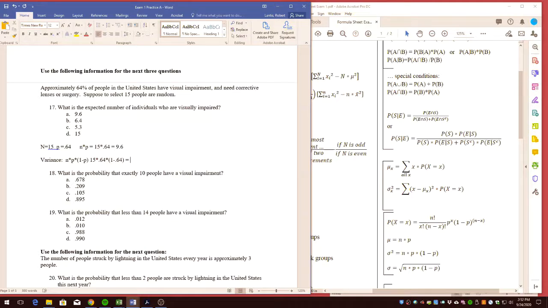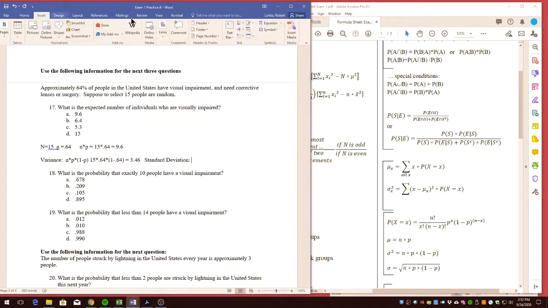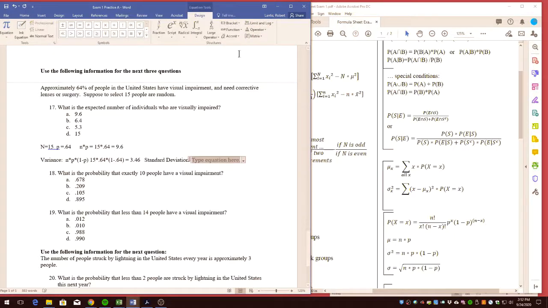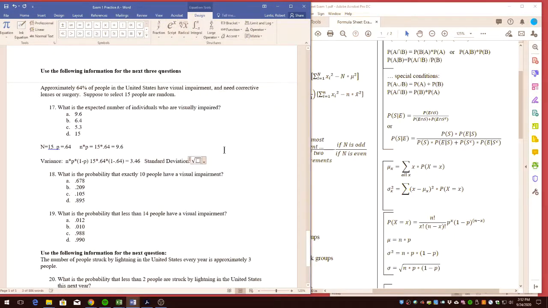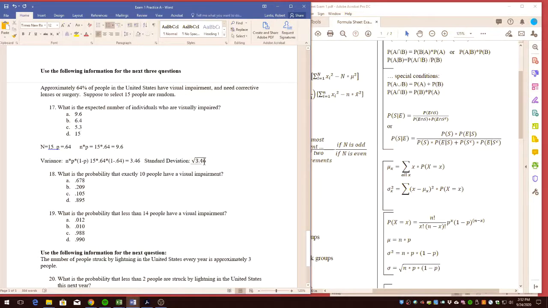About 3, here I'll run the second decimal, so 3.46. If I then wanted the standard deviation, if I instead had asked you for that, there would be one more step, which is that you would have to take the square root of that variance you found, so the square root of 3.46. Okay? So those are all possible questions that I could ask you.